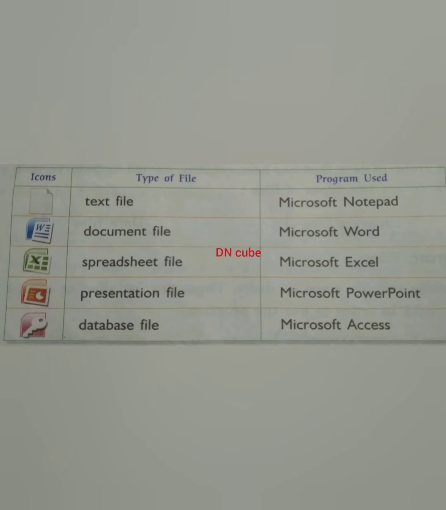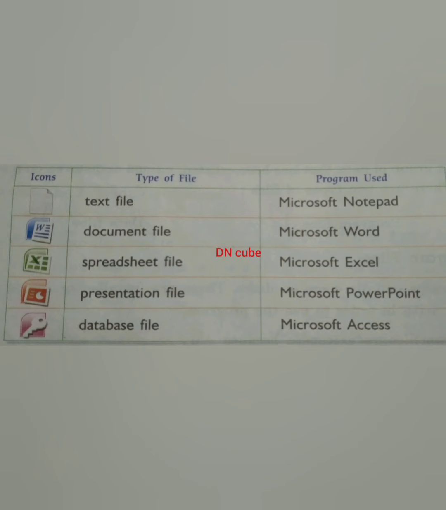Students, see, these are some file icons which indicate some programs or software which we use very frequently. First one is Microsoft Notepad. The first icon indicates the program Microsoft Notepad. It is a text file. Second one is Microsoft Word. The type of file is document file, and the file icon is like this. Small images are called icons.